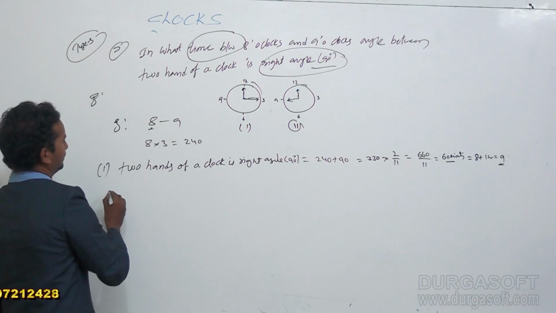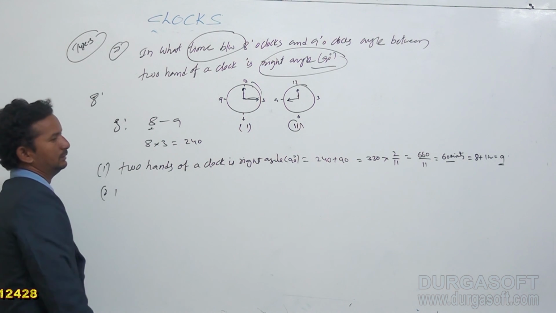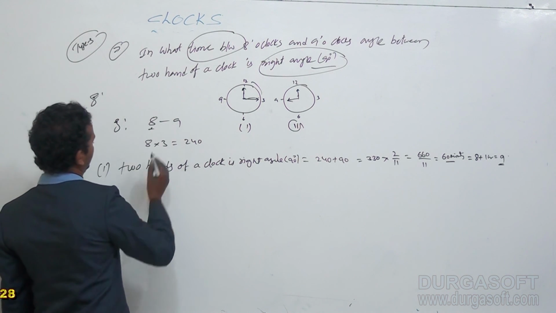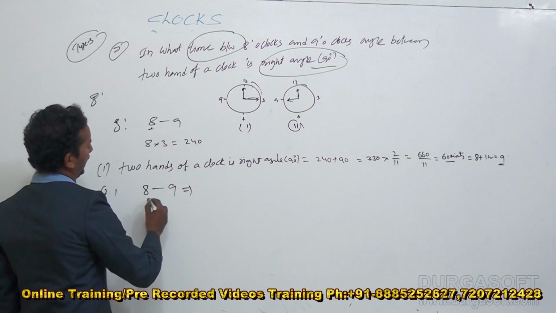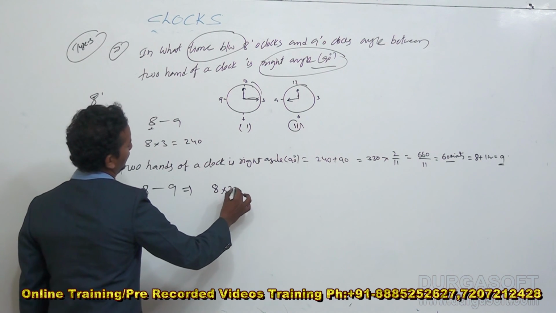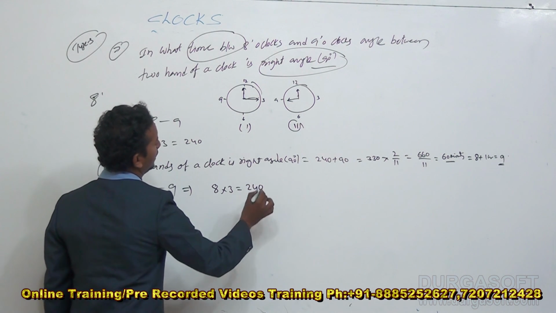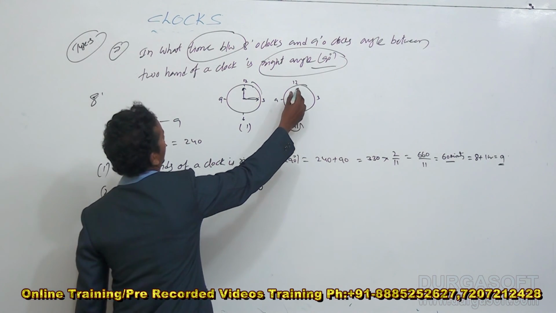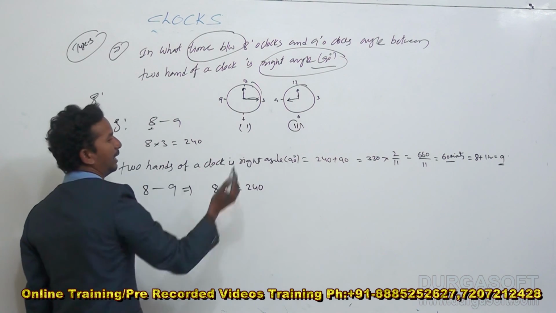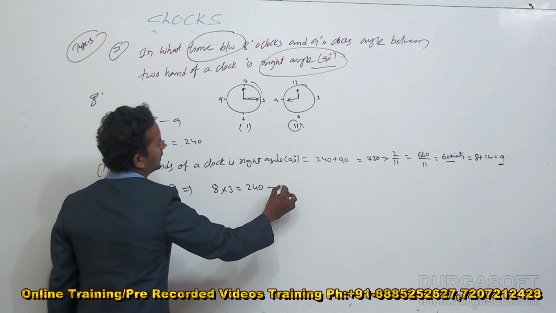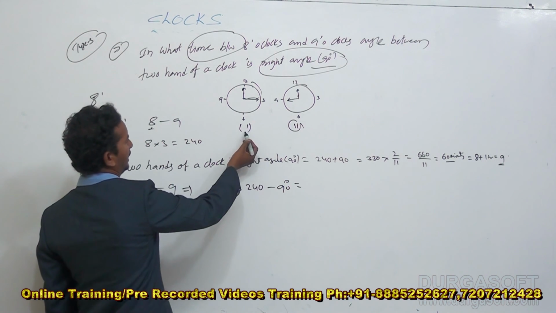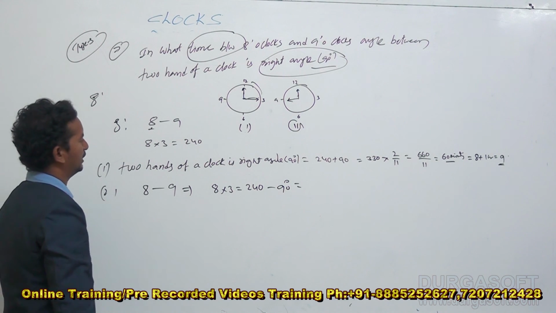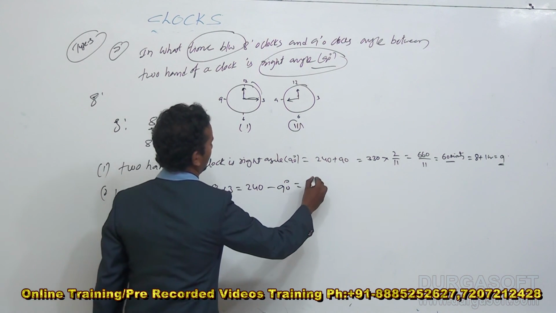Now what is there here? Again the two hands, now coming to 8 o'clock and 9 o'clock. I am taking 8 into 30, which is 240, but for the right angle I am calculating again by subtracting 90 degrees. I am calculating the first part as addition and the second part as subtraction. Now again here 150 is there.